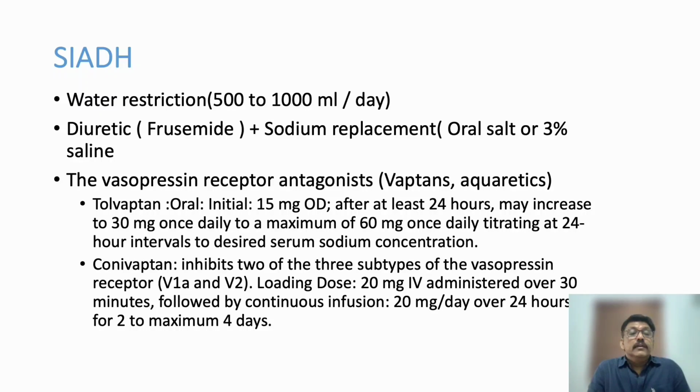They are called vasopressin receptor antagonists. Tolvaptan oral 15 mg OD can be given. Slightly higher doses can also be given. But remember, when we are continuously giving tolvaptan, always check the liver function test. That is very important. If there is a liver function test alteration, try to discontinue the drug.